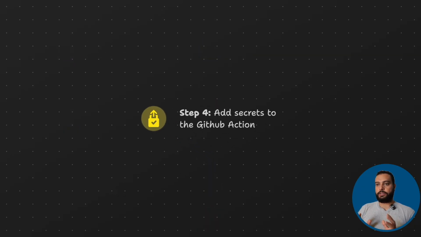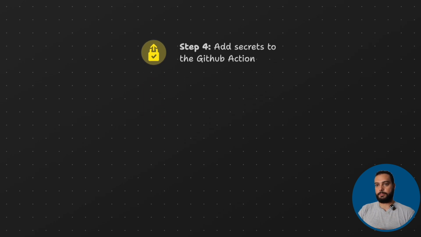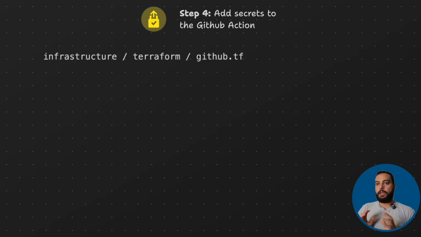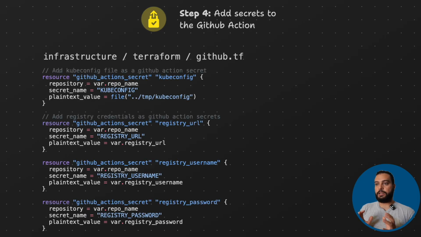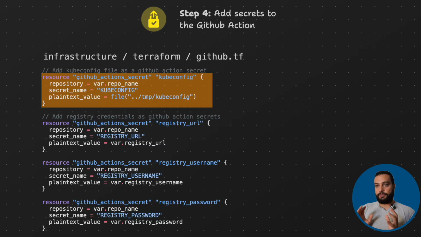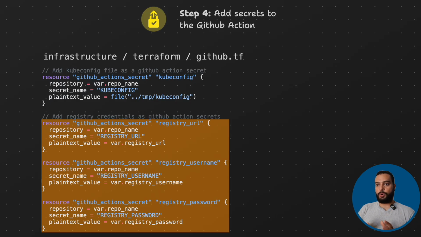Let's switch our focus now to setting the necessary secrets in GitHub Actions. This can be done using Terraform, specifically using the GitHub Actions secret resource. I'm adding the kubeconfig file I pulled from the server, and the registry URL, username, and password. It's not necessary to put the registry URL, but I prefer to keep all the details of the registry together in case I need to change them in the future. I can do that in one place.